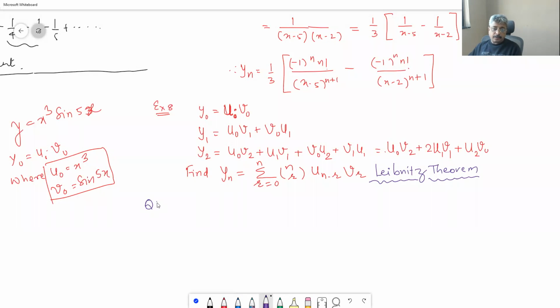Question. y is equal to e raised to ax sine bx plus c. Find yn.